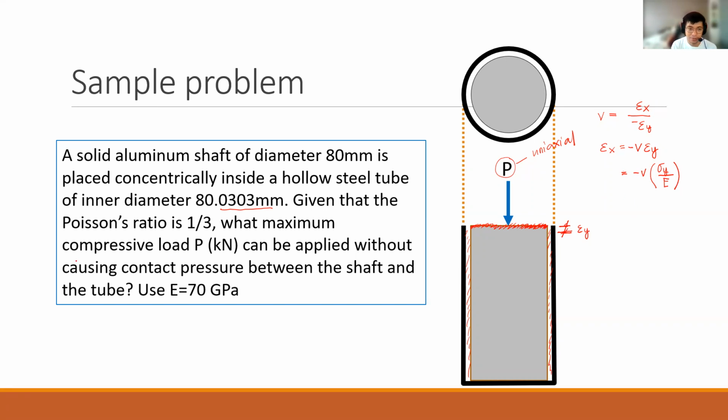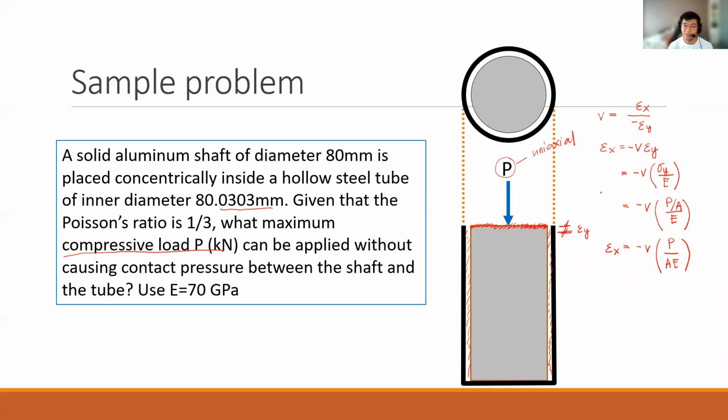Since it's asking for the compressive load P in the y-axis, your sigma sub y can be further refined into negative nu times force over area divided by E. Or we can say it as nu times P over AE. So P is unknown. Area can be solved because we have the 80 millimeter diameter information. The modulus of elasticity is equal to 70 gigapascal. We have nu also given as 1/3. So how about for epsilon sub x?